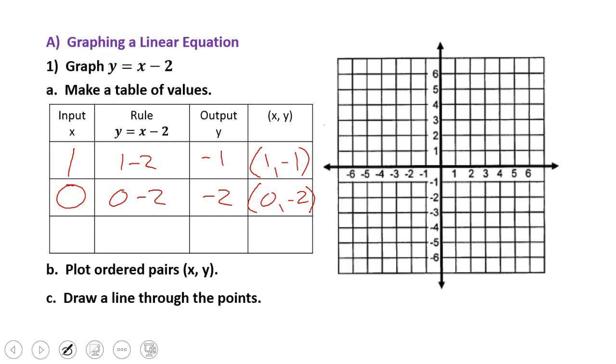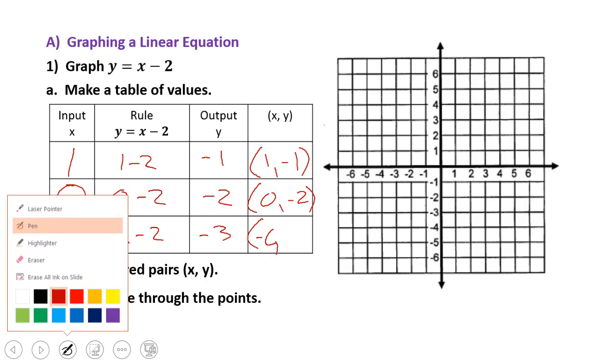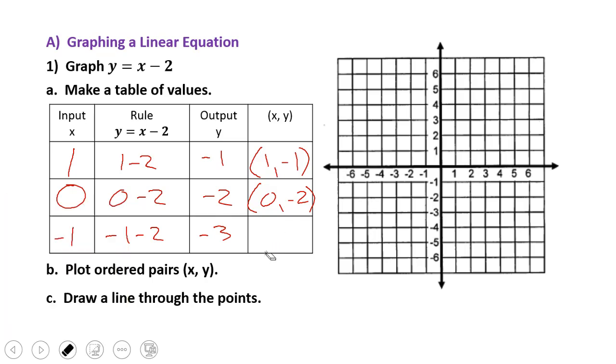Of course, the next easiest number, if you wanted to have a positive and a negative, would be negative 1. So if I go negative 1 minus 2, I would get negative 3 coming out. I always got to do it nicely. So if I put in a negative 1, I would have negative 3 as my output. So now we have 3 points. So we know if our line goes through all 3 points, we are accurate.